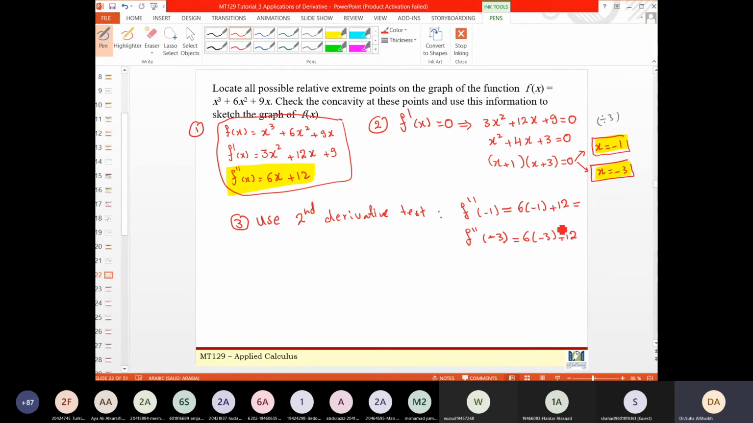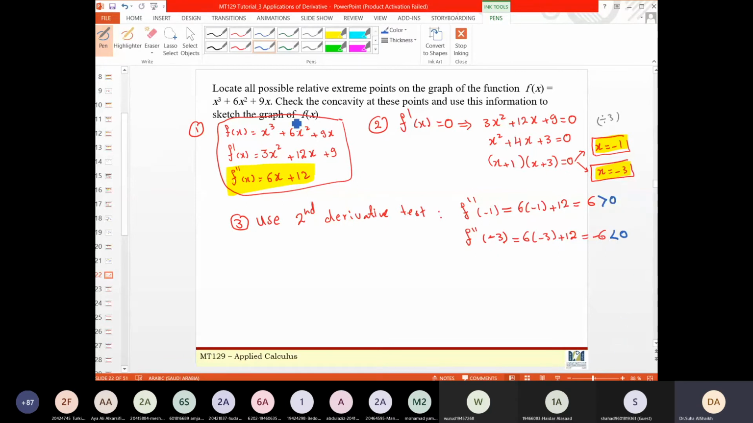Give me the answer, please. What will be the answer here? Minus 18 plus 12, it will be minus 6. Right? Yeah. So this one is greater than 0. This one is less than 0.